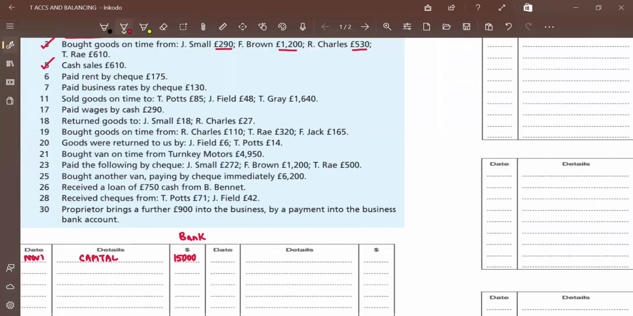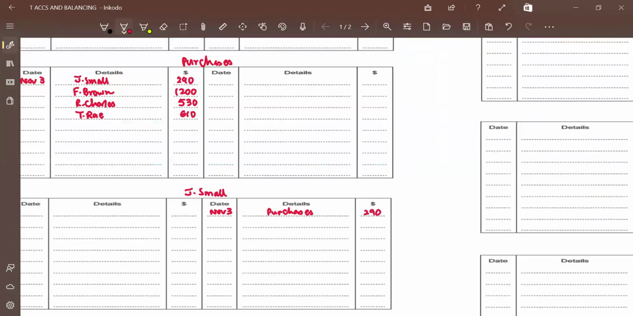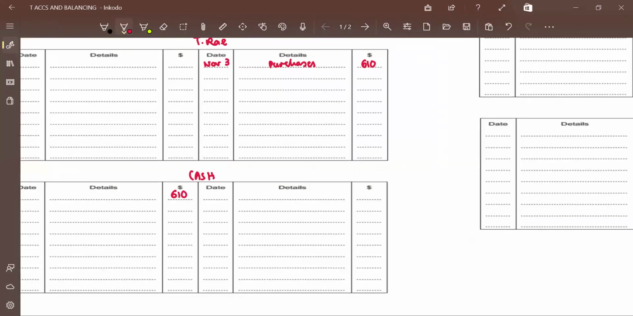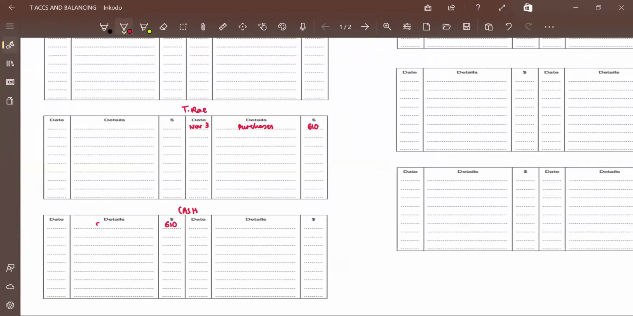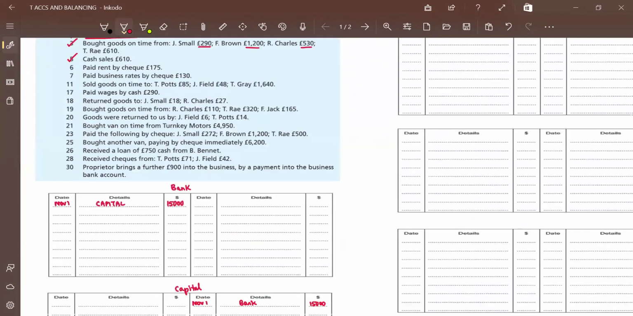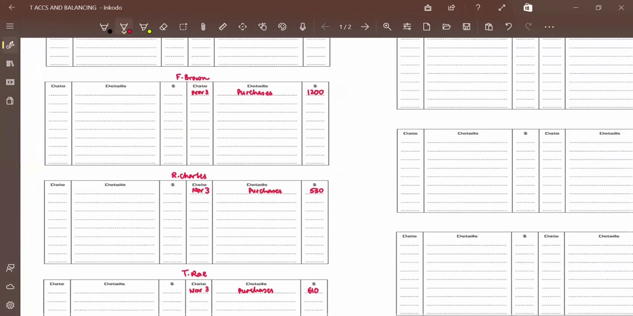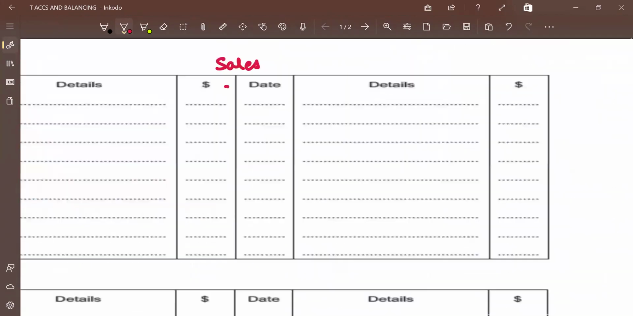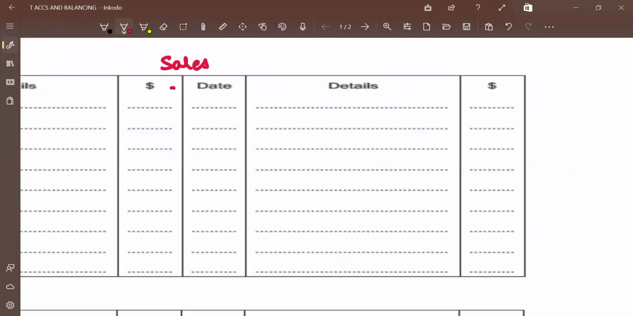So cash sales means you've received cash 610 immediately. In the cash account, I'll write down 610, and I'll write the cross reference as sales. The date is the 5th, November 5th. And then in the sales account, I'll have to credit the sales account by 610. Why? Because goods were sold for cash on the 5th of November. Understood?